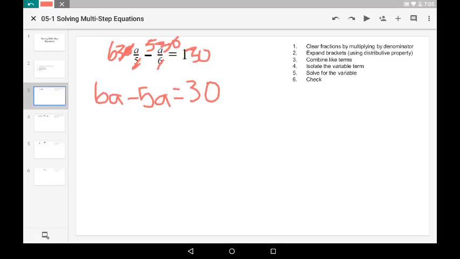Then we can combine like terms. There's no brackets, so we just jump right into combining like terms. 6a minus 5a is just a equals 30. Pretty simple first example here.